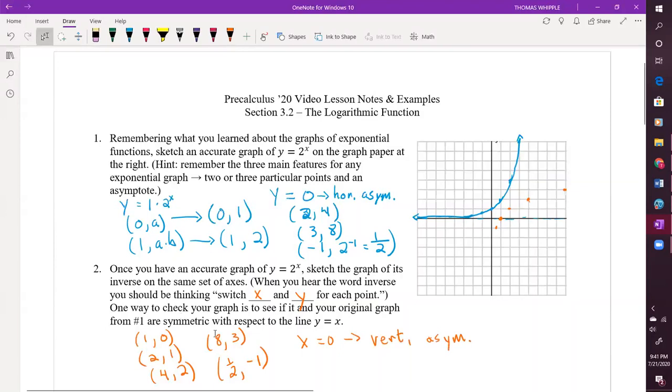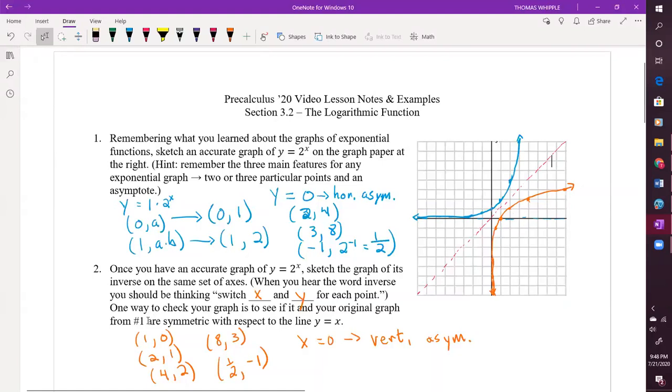All right, so let me put that in and see if I can sketch that graph. Well, I didn't do a great job with the vertical asymptote on this graph, but I hit most of the points in it. Hopefully this is what the graph of your inverse is looking like.